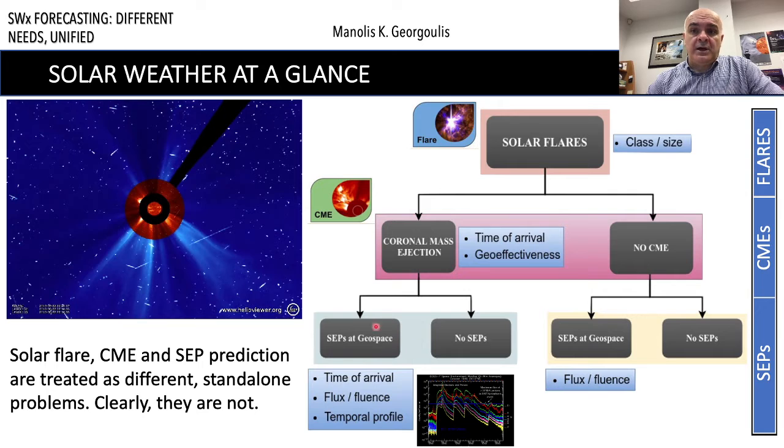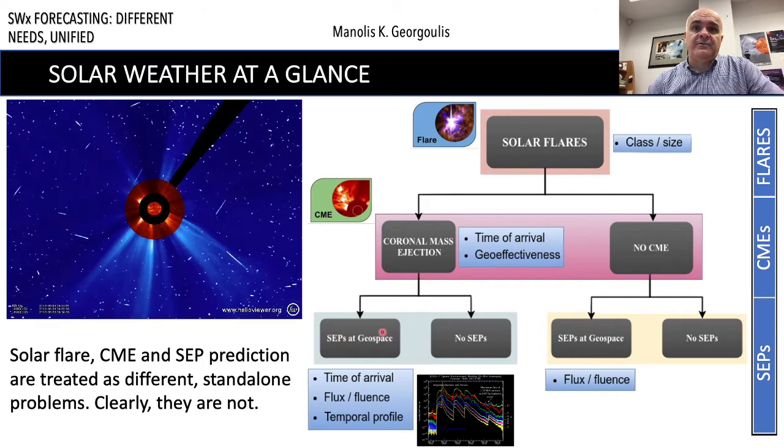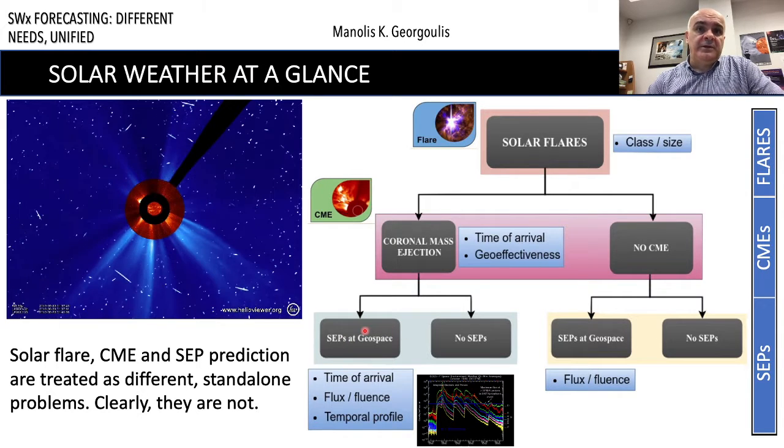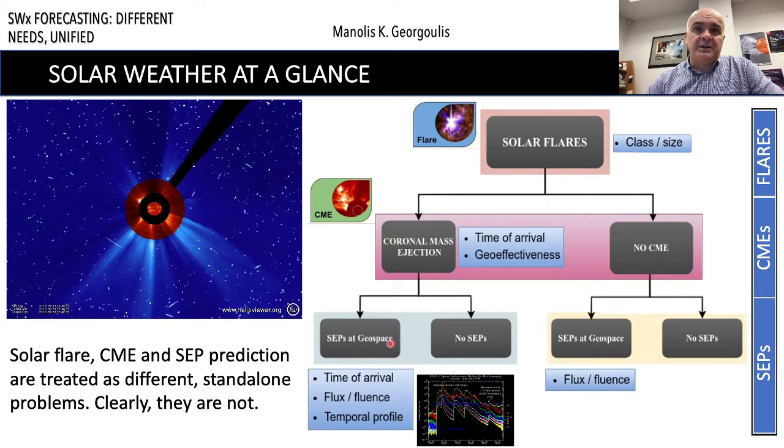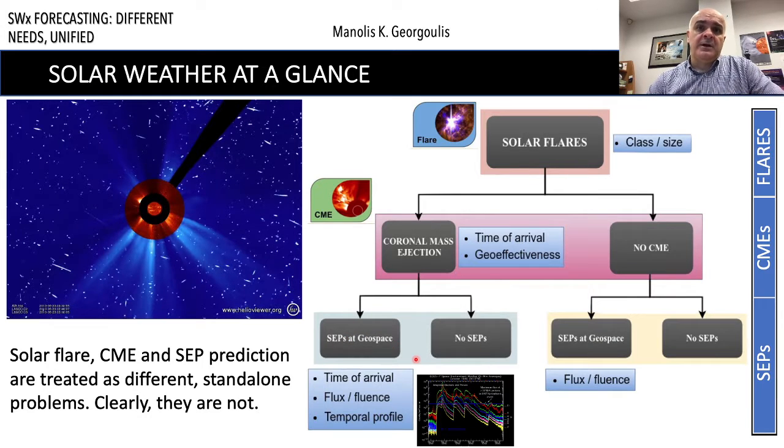And of course, in case these CMEs were fast enough with shocks, we would be interested in solar energetic particle events at geospace in regards to their time of arrival, the flux and the fluence of protons, and the temporal profile ideally. Even in case we do not have CMEs, we might have some SEP events, much short-lived and impulsive, associated to the flaring locations. We might be interested in those as well in terms of flux and fluence.